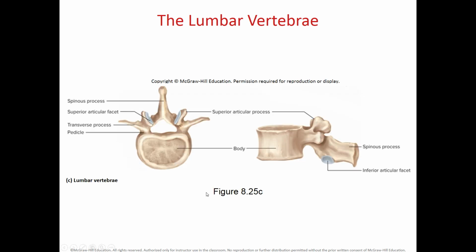So this is the superior view of the lumbar vertebrae. This is the body. These are the transverse processes, which are short. This will be the spinous process, which is short as well. If you see it here in the lateral view, it's short and it ends in a blunt end. And then it has the superior and inferior articular processes, and it has the most prominent vertebral notch.